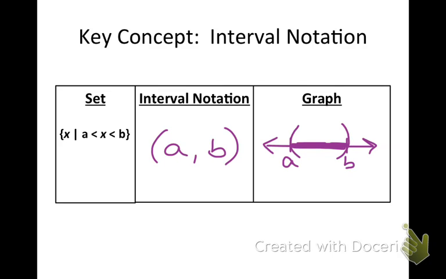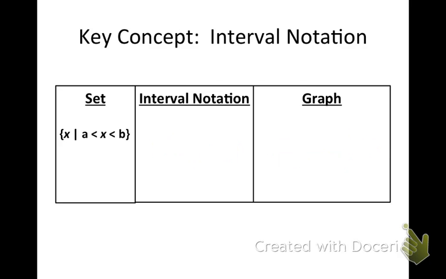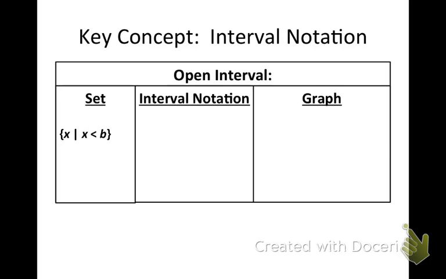What would change if we turn this into equals to? Yeah, this would become a bracket, and these would become brackets. All right, we'll get there. Let's do all the open ones first. All right, last open interval.